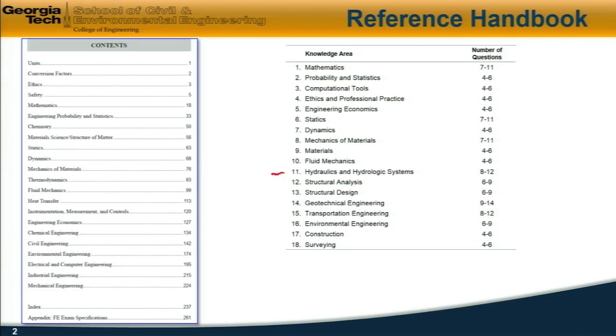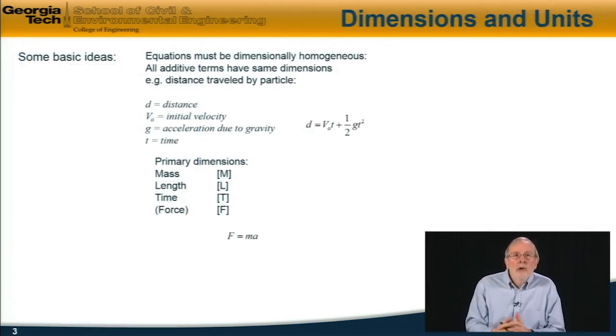For example, there's no section here specifically on hydraulics and hydrologic systems. Instead, many of the topics in hydraulics are found within fluid mechanics, and the topics in hydrologic systems are contained within the sections on fluid mechanics and civil engineering. So the topics are scattered somewhat throughout the manual and, as I mentioned before, sometimes somewhat hard to find. Basic to all of this is the idea of dimensions and units, the first section in the handbook.